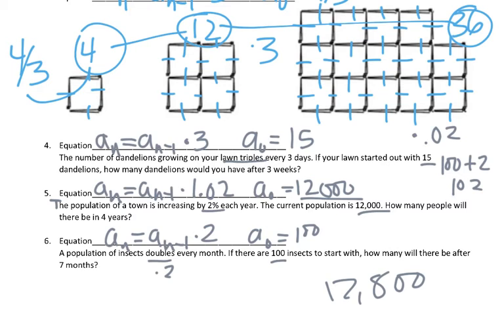Okay, for your population, if you really wanted to know, the first month of growth would be 12,240. Second month, 12,484.8. Third month, 12,734.5, so you have a half person.